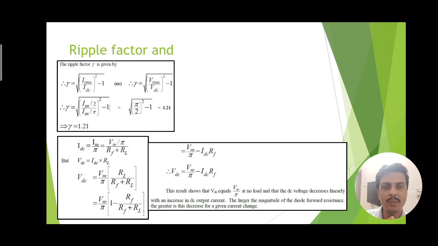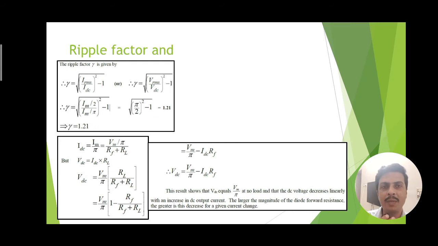The ripple factor is one of the important parameters for the half wave rectifier, which is the ratio of the AC signal to the DC signal. Now, the AC signal may be represented as the square root of the square of the RMS minus the square of the DC part. So with respect to the current or voltage, we can get the ratio for the ripple factor, which is calculated here. It is 1.21 for the half wave rectifier.